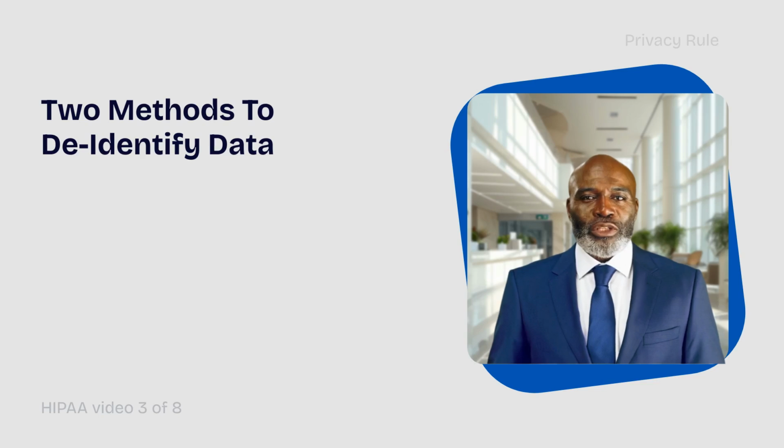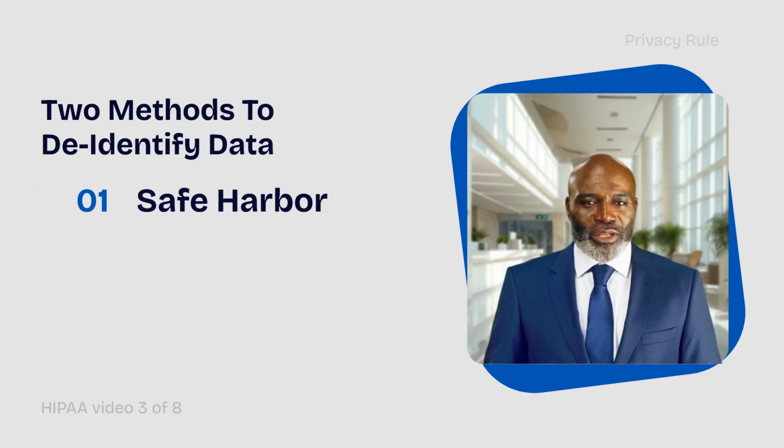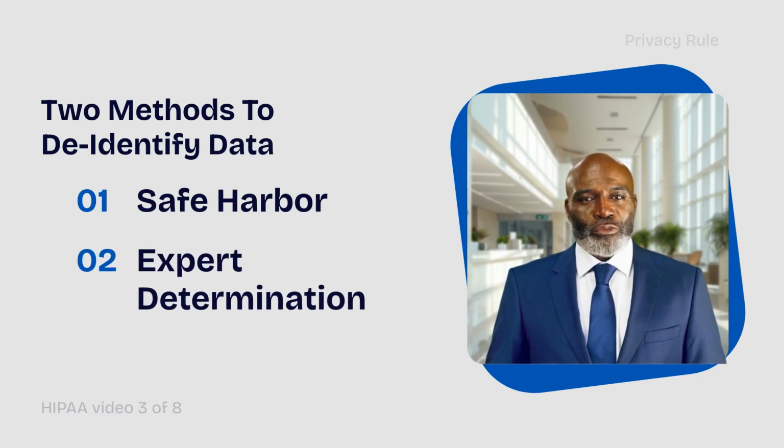Speaking of de-identified data, it's important to know how to properly de-identify PHI. HIPAA outlines two methods, the safe harbor method and the expert determination method. In the safe harbor method, you remove 18 types of identifiers such as names, geographic data smaller than a state, all elements of dates, except year, and so on. The expert determination method involves having a qualified expert determine that the risk of re-identifying individuals is very small. Whichever method you use, the goal is to ensure individuals can't be identified from the data.